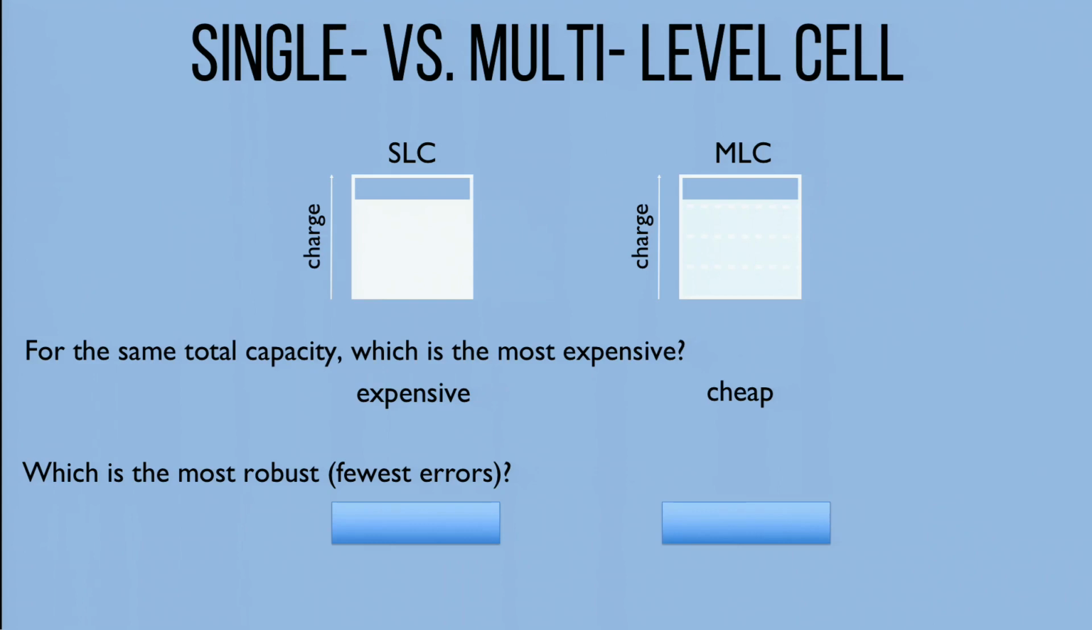Raise your hand if you think it's going to be SLC. Raise your hand if you think it's going to be MLC. That one's good. Okay, so this one's SLC, where all we have to tell is is it charged or not charged, just a 1 or a 0, whereas with MLC, you have to be able to differentiate between all of these different levels. So it tends to be not as robust. It's more sensitive to errors over time. So generally, the SLC technology is more expensive and more robust.